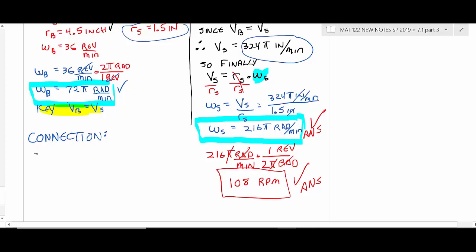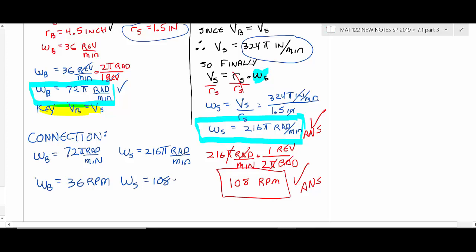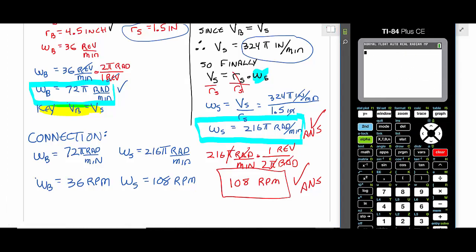So here's what we had. We found that the angular velocity of the big is 72 pi radians per minute, and we found the angular velocity of the small is 216 pi radians per minute. We also began with the angular velocity of the big being 36 RPM, and we just now found that the small is 108 RPM. Now my question to you is, what is that connection? Does anybody know?